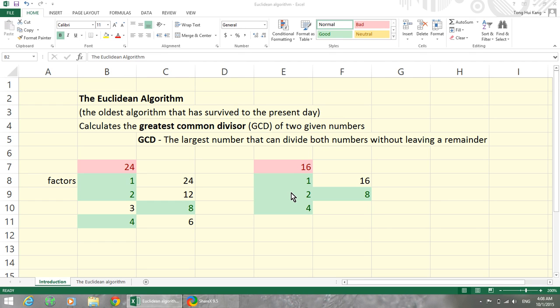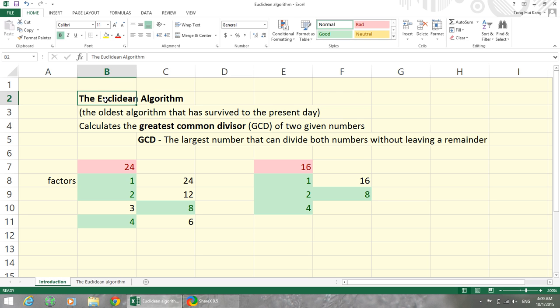It's time to get high with a dose of math. In this very first video of mine, we'll explore the oldest algorithm that survived to the present day, the Euclidean algorithm. Its widespread application in cryptography alone can justify its importance today.